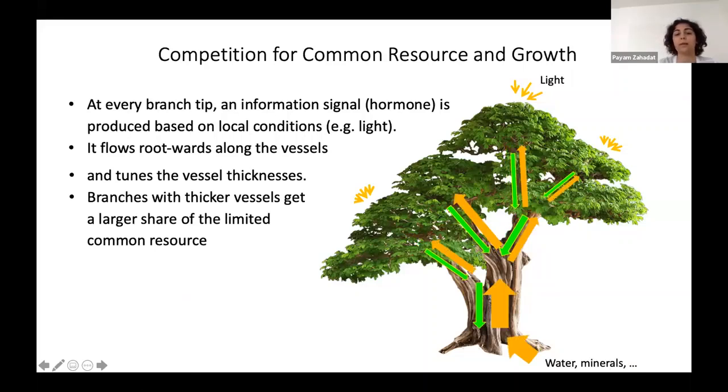So basically, if some branch has better local conditions, it would produce more of this hormone, which means it would get thicker vessels, and thicker vessels would mean a larger share of this limited common resource. So it would grow further in these better areas, while somebody in a less favorable area would get less of the resource.